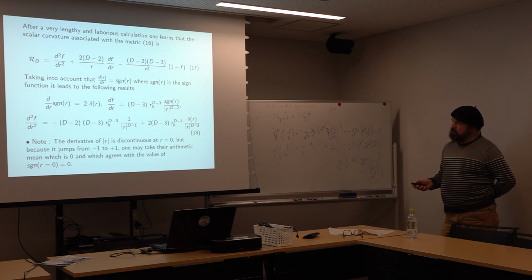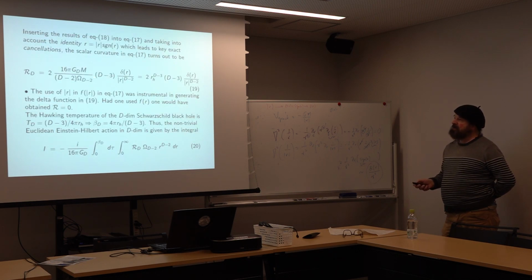This is the algebra. Remember, the derivative of the sign function is 2 times the delta function. You have all of these expressions. When you do all the algebra, at the end of the day, this is what you get. The scalar curvature in d dimensions is going to be given by this expression over here.